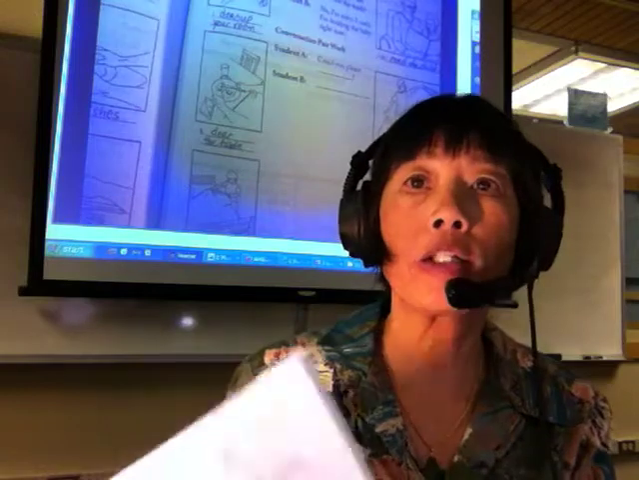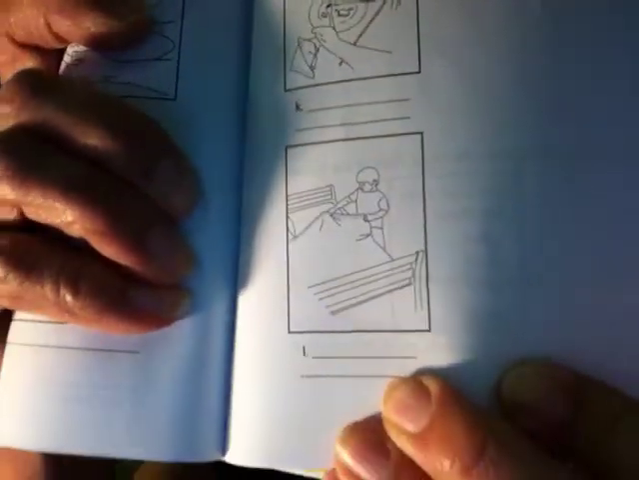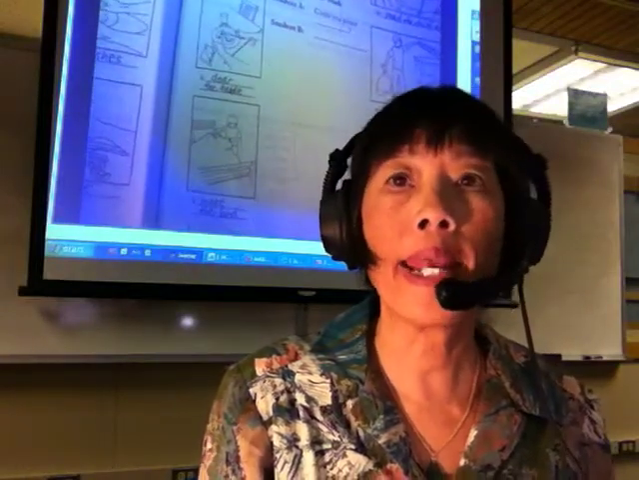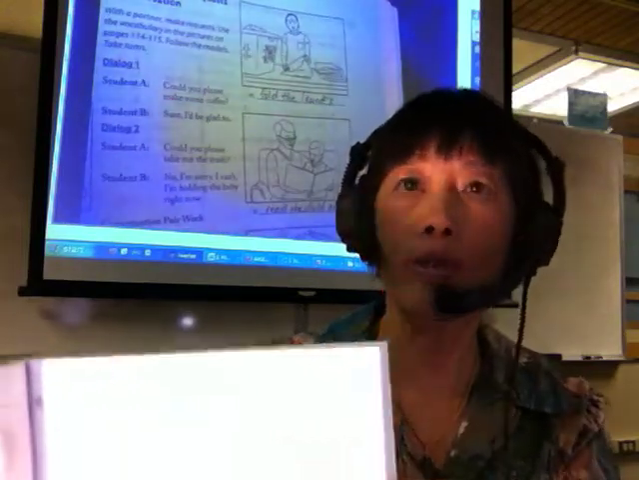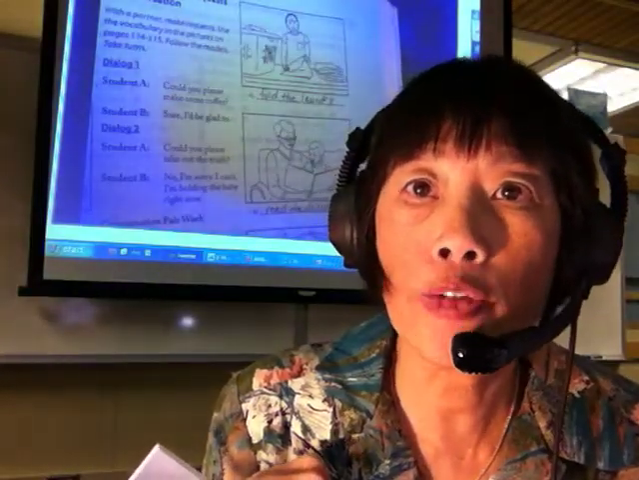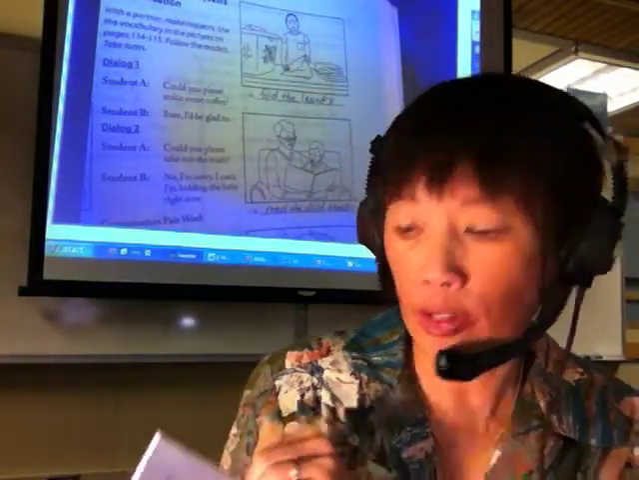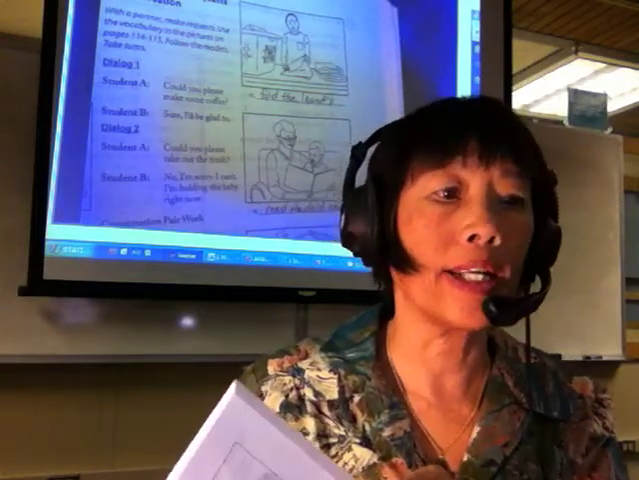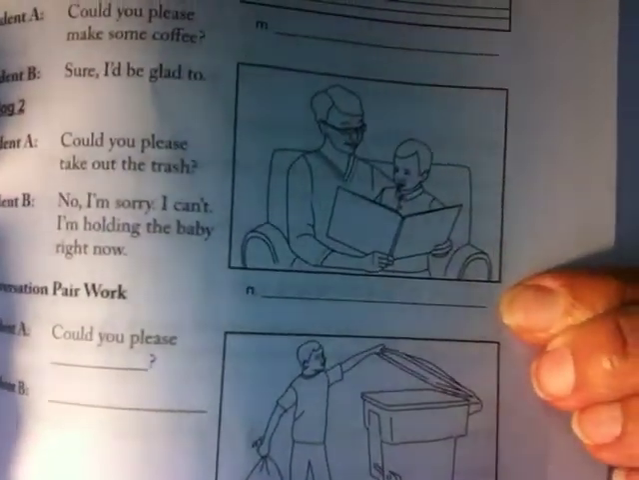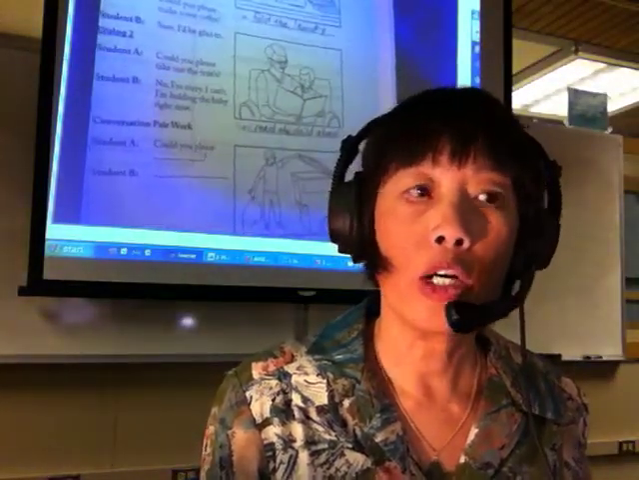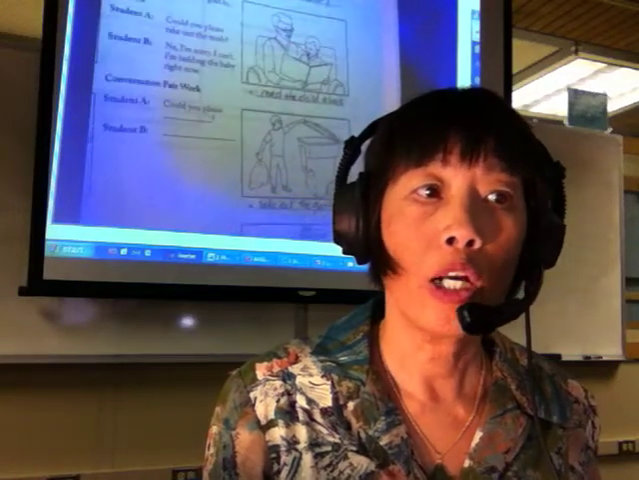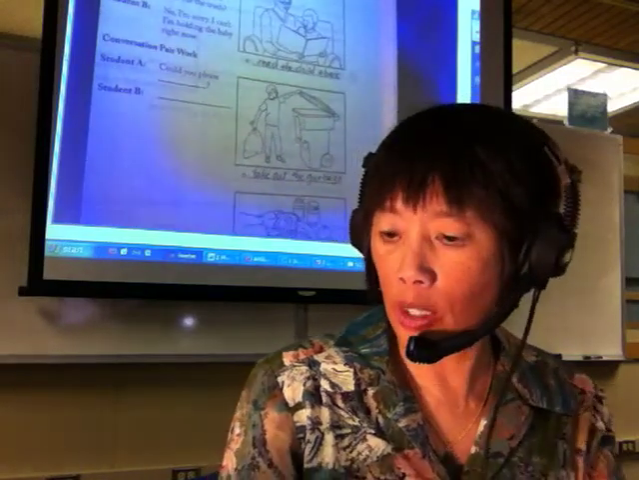And below that we have picture L. What do we see here? Make the bed. In picture M, what's going on? What's the action? Fold the laundry. Picture N. Read the child a book.